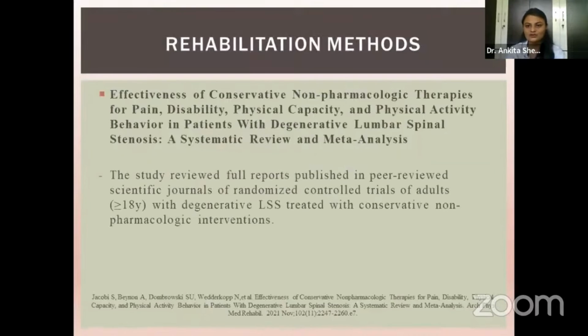The last study that I would like to discuss is a systematic review and a meta-analysis done in the year 2021, titled Effectiveness of Conservative Non-Pharmacological Therapies for Pain, Disability, Physical Capacity, and Physical Activity Behavior in patients with degenerative lumbar spinal stenosis. The study reviewed full reports published in peer-reviewed scientific journals of randomized controlled trials of adults more than 18 years of age with degenerative lumbar spinal stenosis treated with conservative non-pharmacological interventions.